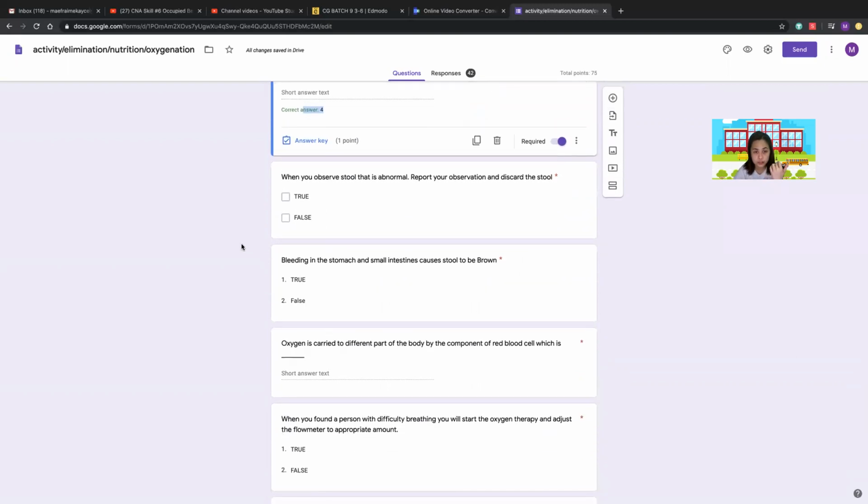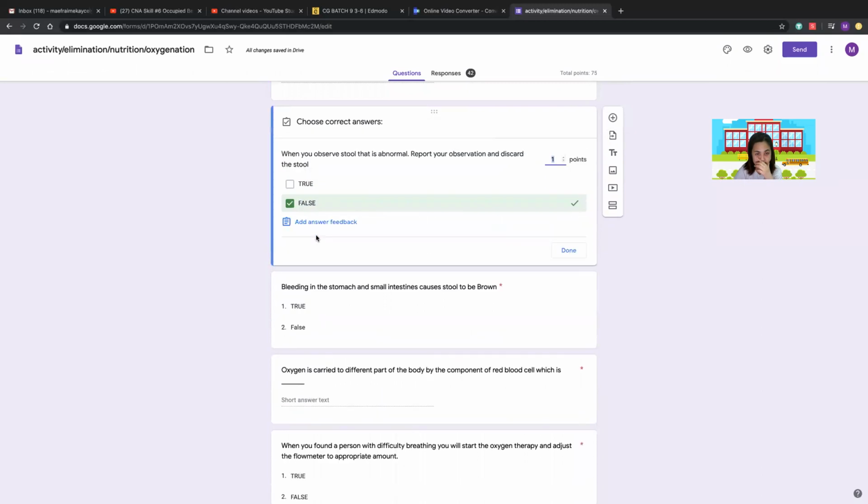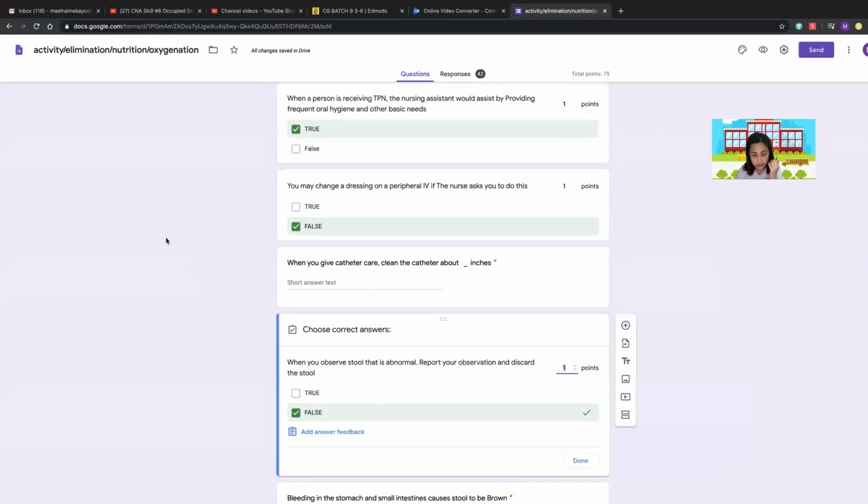Next, when you observe stool that is abnormal, report your observations and discard the stool. Answer is false. Why? Reporting your observation is correct, but discarding the stool is incorrect. If you discard the stool and then report it to the nurse in charge, how will she verify your observations? So make sure you have a specimen of the stool to show to the nurse. That's why it's false.